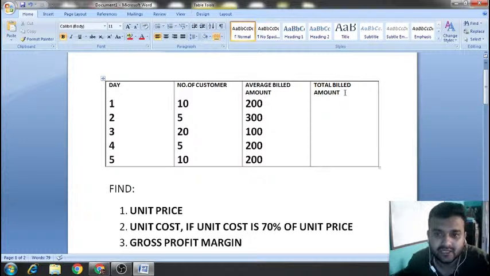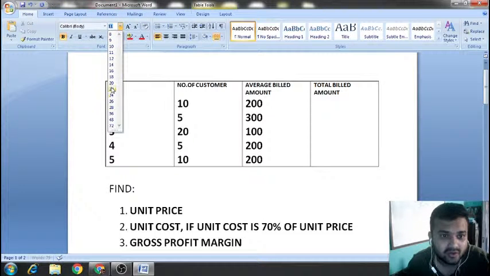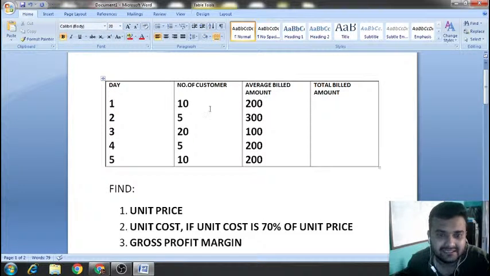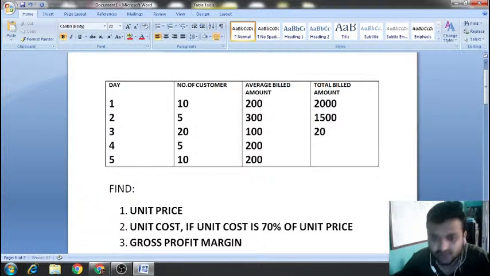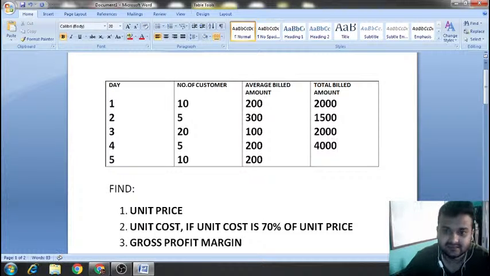You have to find out the total billed amount. For total billed amount, what you have to do? You have to just multiply. On day 1 you got 10 customers and the average billed amount was 200. So you have to just multiply 10 into 200. That will come to 2000. 300 into 5 is 1500. Then again 2000. Then it's 4000. And then again 2000.